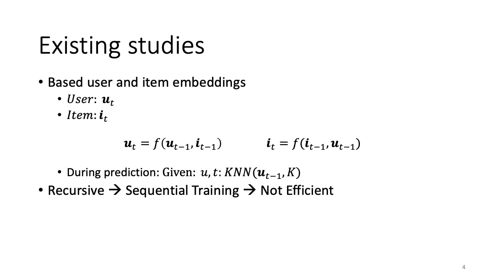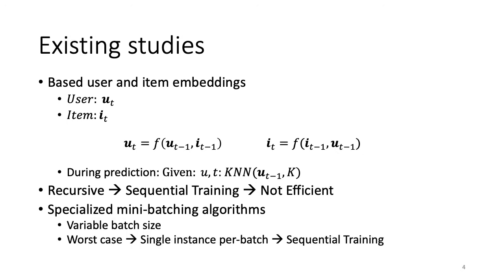This formulation is clearly recursive, which leads to sequential training as opposed to mini-batch training, and this is not efficient. Some studies have proposed specialized algorithms for mini-batch training. However, first, the number of instances vary across batches, and second, in the worst case, a batch might have a single instance, which brings us back to the same problem of sequential training, at least partially. And there is no guarantee that the number of batches within a single instance is not significant. Therefore, in this study, our goal is to alleviate this problem of recursive dependency to improve both the efficiency and effectiveness of this family of algorithms.